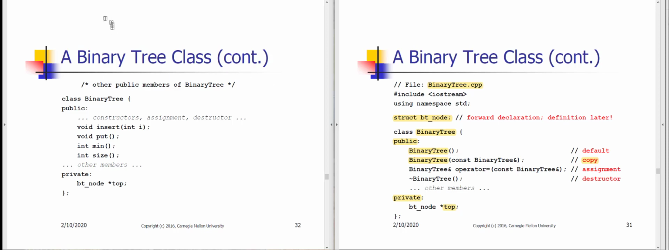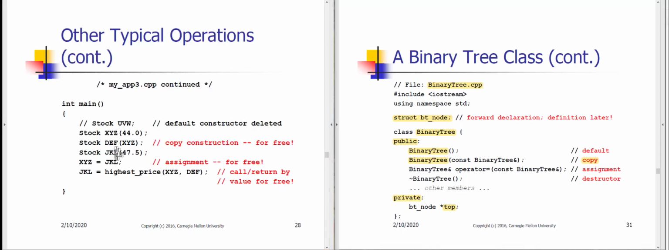Actually, let me back up a few slides to our little example stock application. Okay, so back on slide 28, for the stock class, we disallowed default construction, but for the binary tree, it makes sense to allow default construction. It's perfectly reasonable to have a binary tree object introduced into our application that's initially empty. So we're going to allow default construction.